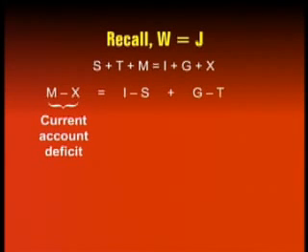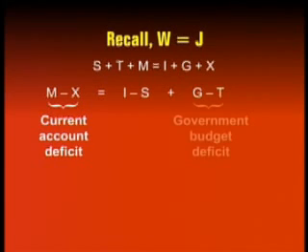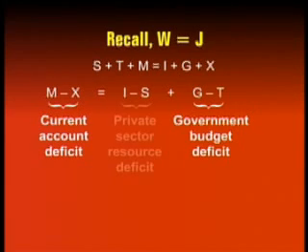What's the last term on the right-hand side? G minus T. That is nothing but the government budget deficit. And what's the term in the middle? Investment minus saving. That is called the private sector resource deficit. That is the amount by which private sector's investment demand exceeds the available savings to meet that investment demand.